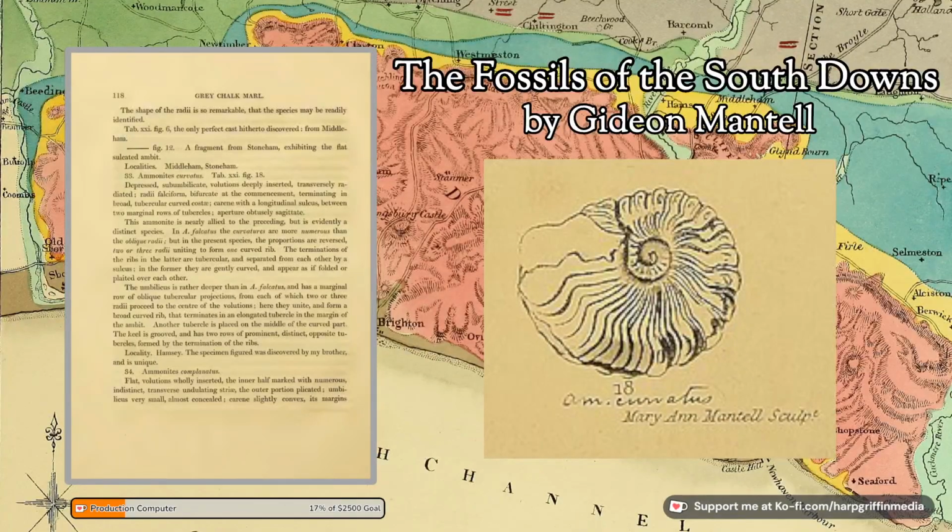The keel is grooved and has 2 rows of prominent, distinct, opposite tubercles formed by the termination of the ribs. Locality: Hamsey. The specimen figured was discovered by my brother and is unique.